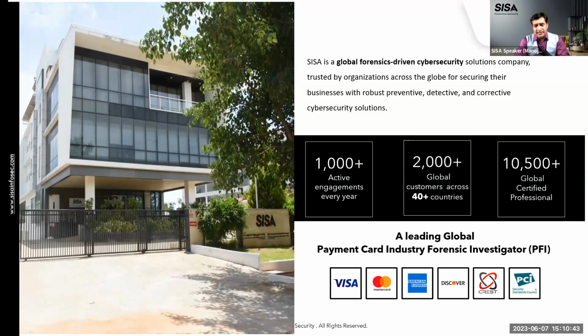And as and when there is a major breach happening or a suspected breach, CISA is called to perform the investigation. Then we decipher that particular incident, and whatever learning comes to us, we disseminate to all, just like I am disseminating now. So all the trainings from CISA are very much forensic-driven trainings.